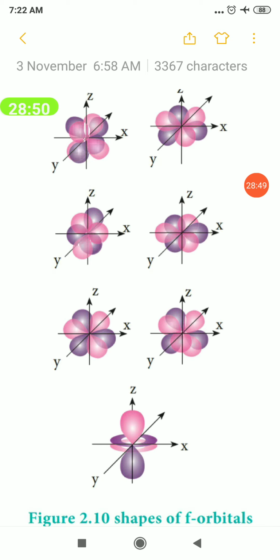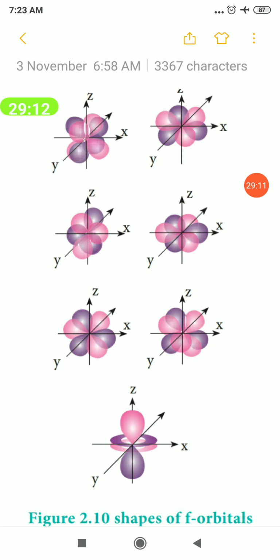For d orbital, L value is equal to 2, m value is equal to -2, -1, 0, +1, +2. 5 orientations, dxy, dyz, dzx. These 3 are non-axial orbitals. Then dx square minus y square and dz square, these 2 are axial orbitals. And here the number of nodal planes will be 2.